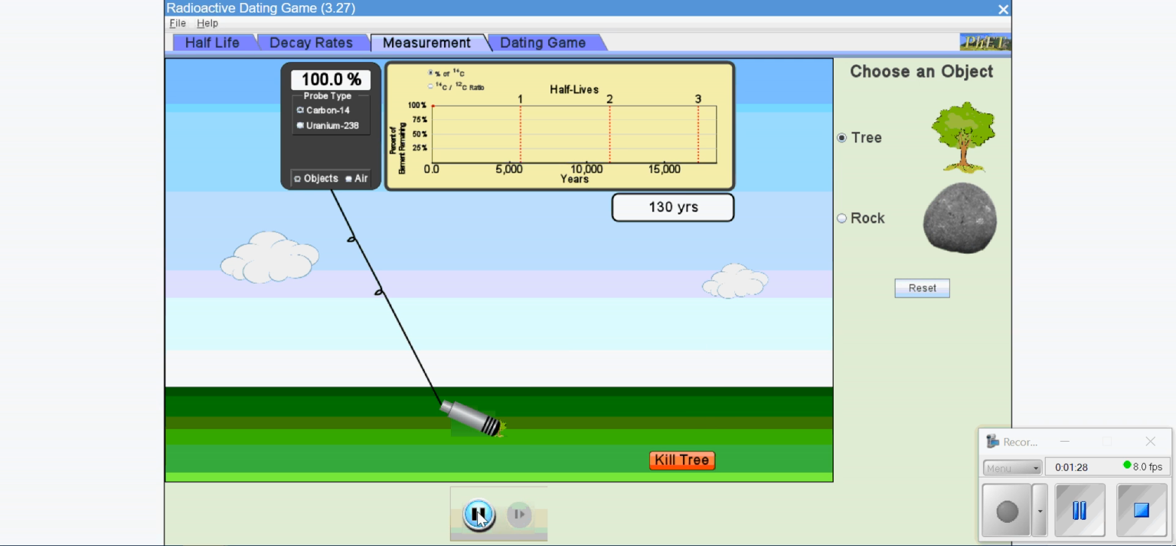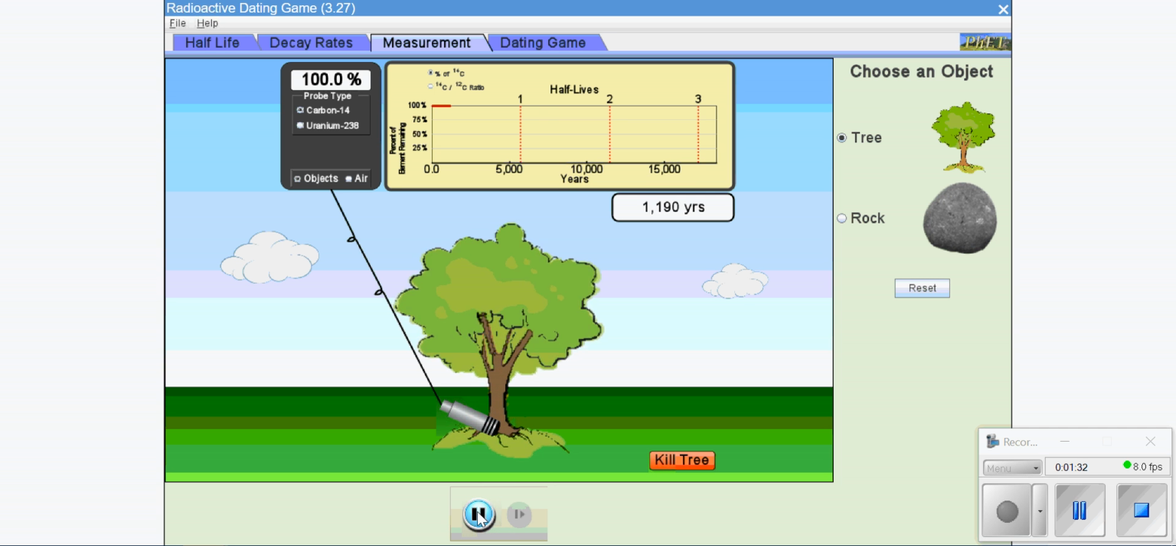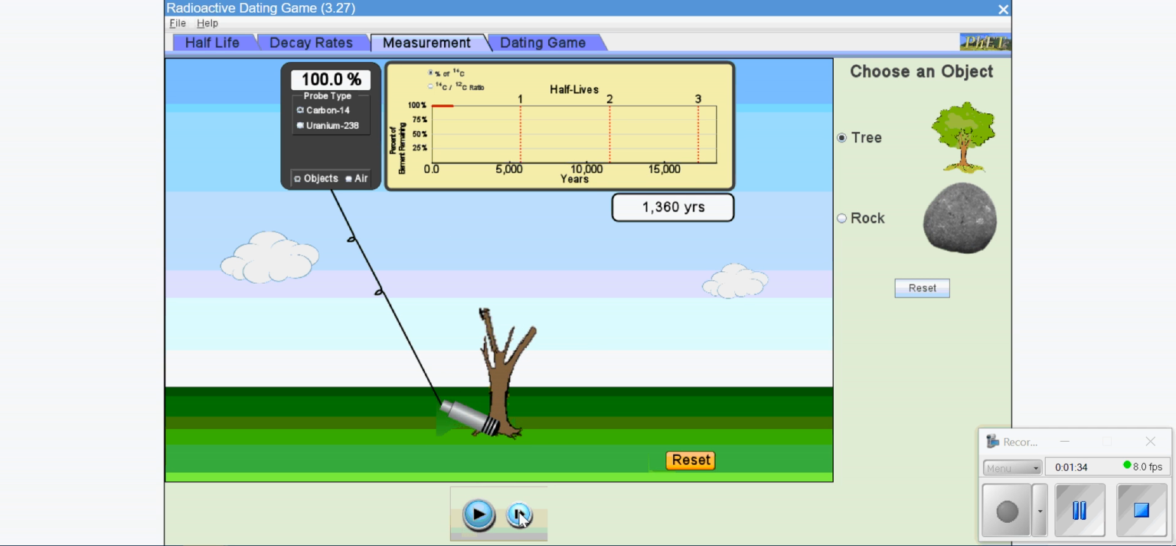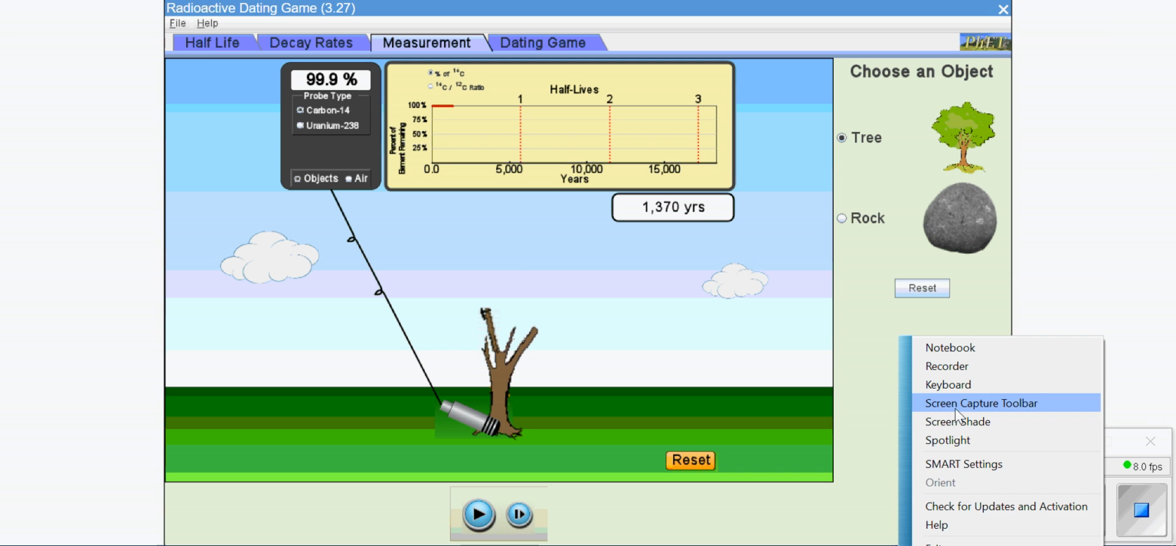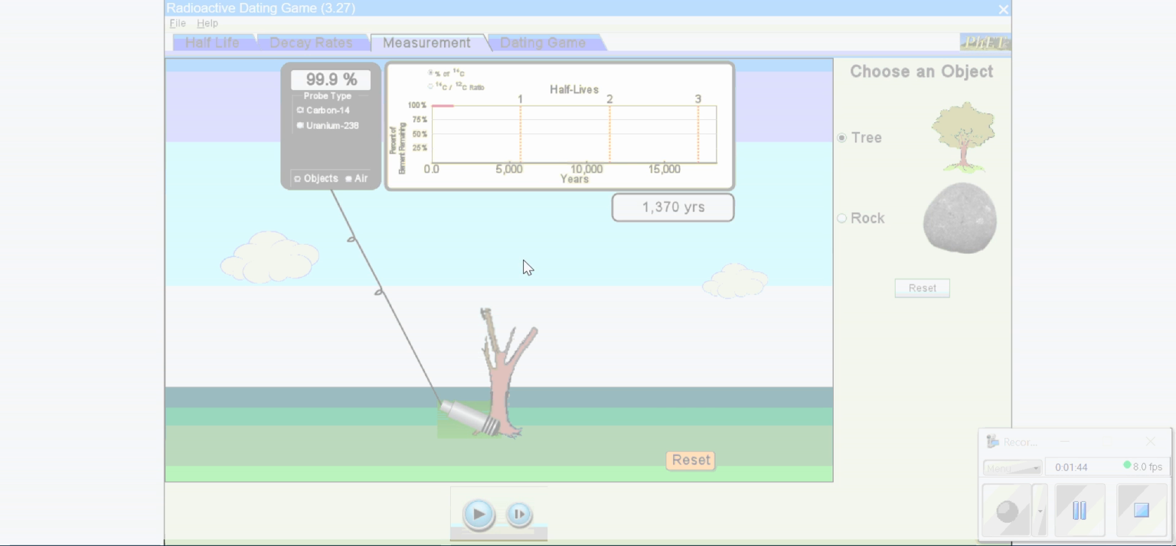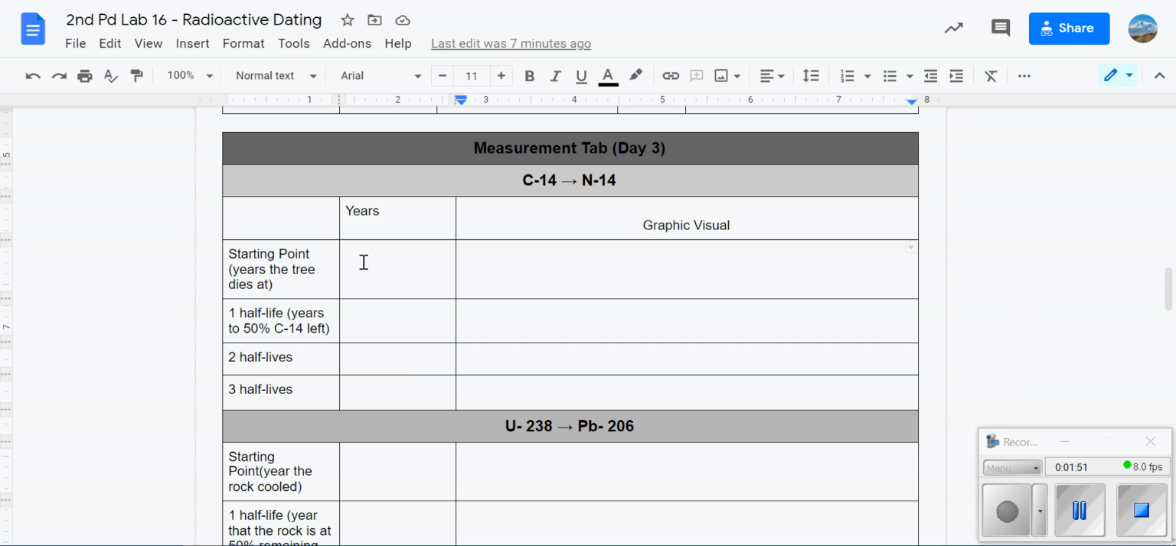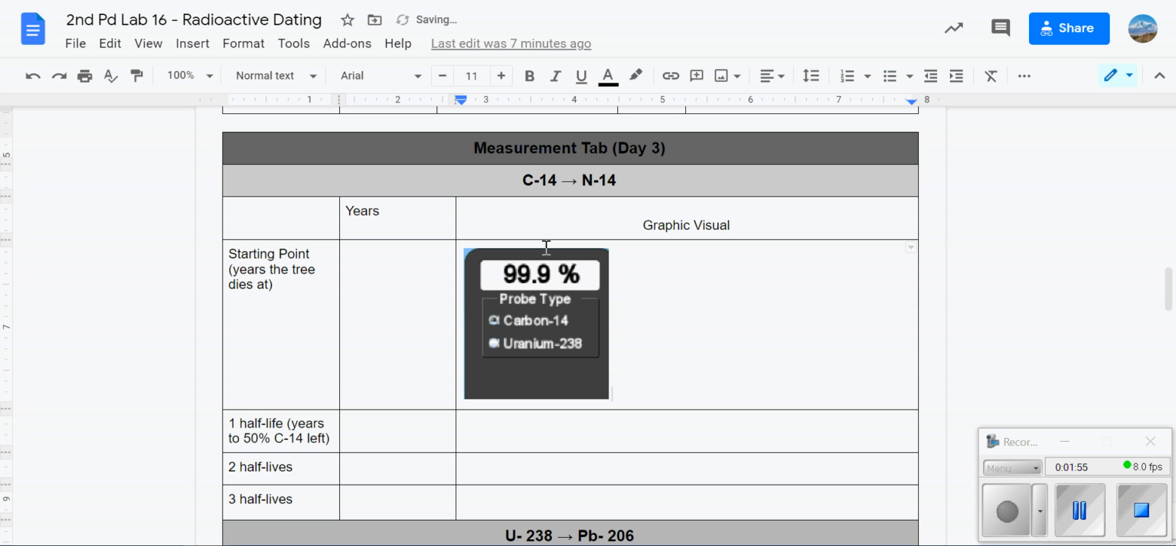Here's the percentage of carbon-14. Okay, that goes right there. How many years did it die at? Tough to tell right here, so they give you the number 1370. So if we go 1370, there's 100% carbon-14, and we've also got a snapshot that I want you to take of the graph.